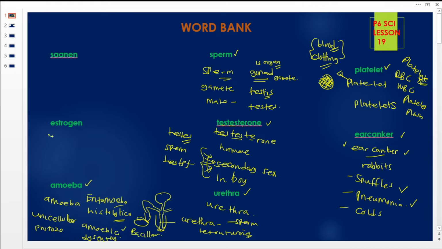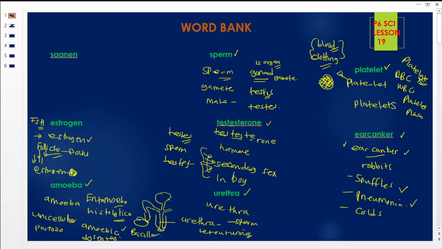So this one is estrogen. If you remember the menstruation cycle, we say that this estrogen is produced as a result of the follicles within the ovary maturing into an ovum. So each follicle, as it is maturing with the help of the follicle stimulating hormone, is going to release a hormone called estrogen, which helps to repair the endometrium.